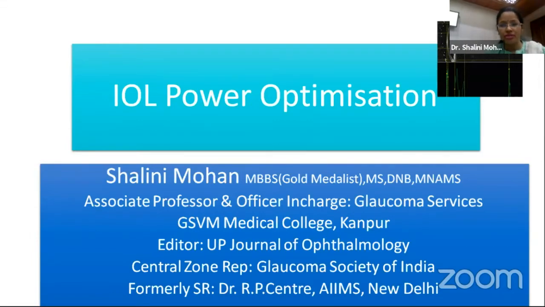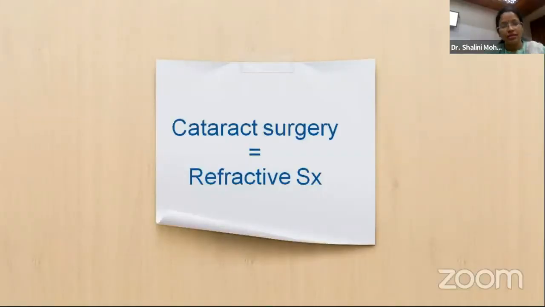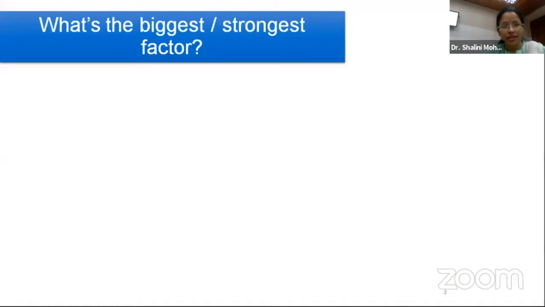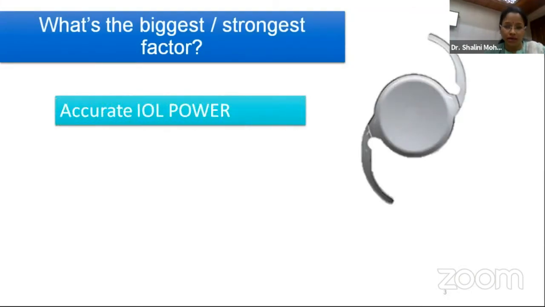IC on biometry, which is an important aspect of phacoemulsification surgery. Now, we know that cataract surgery has become equivalent to refractive surgery because of high patient expectation and because of improved modalities of IOL power calculation. And we understand that the biggest and strongest factor in giving good results to patients is good IOL power calculation. However good surgery you do, if there is a problem in IOL power, your patient will never be happy. And that is why we need to optimize our factors while calculating IOL power.